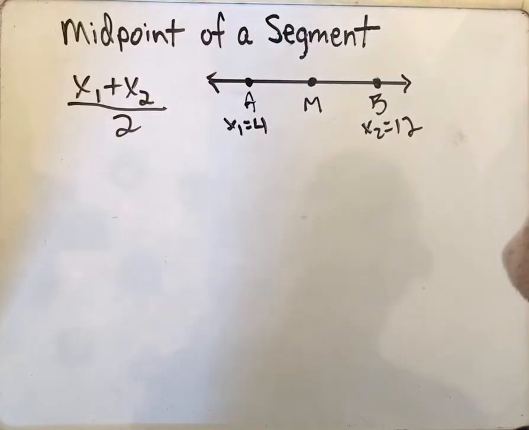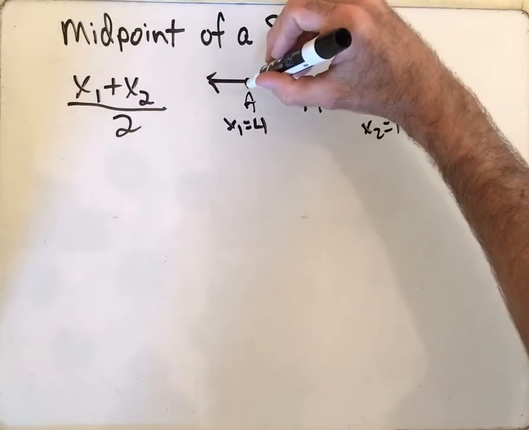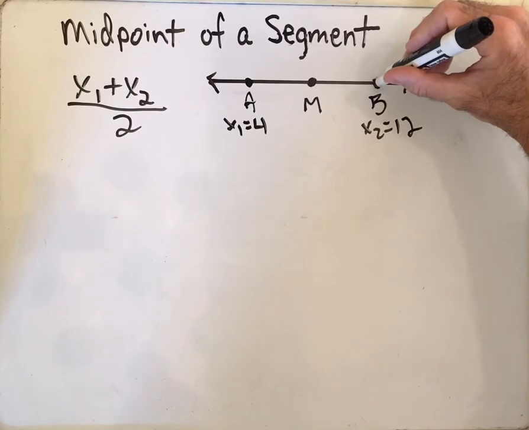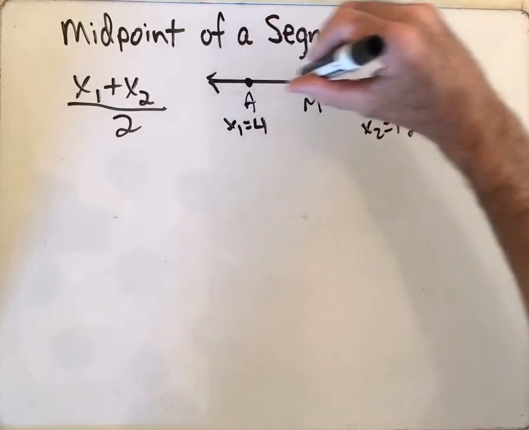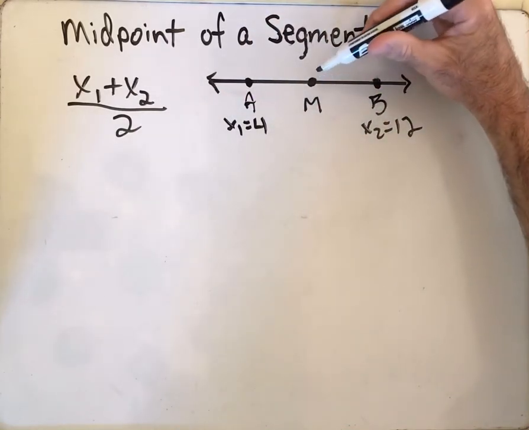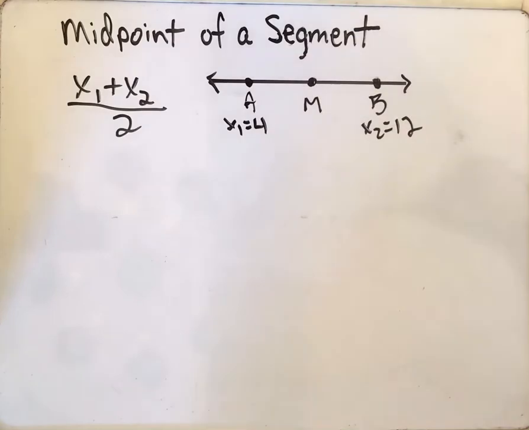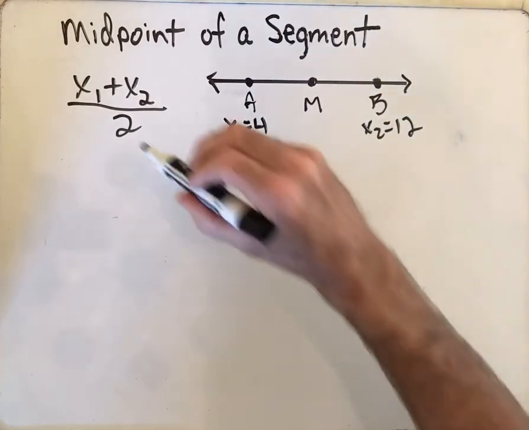Alright guys, in this video we're going to talk about finding the midpoint of a segment. I want to start with what the idea is. What is the midpoint? If we have this point A on a line and a point B on a line, so this is a number line, and we want to find the coordinate of this midpoint. In other words, this is halfway. Midpoint means halfway.